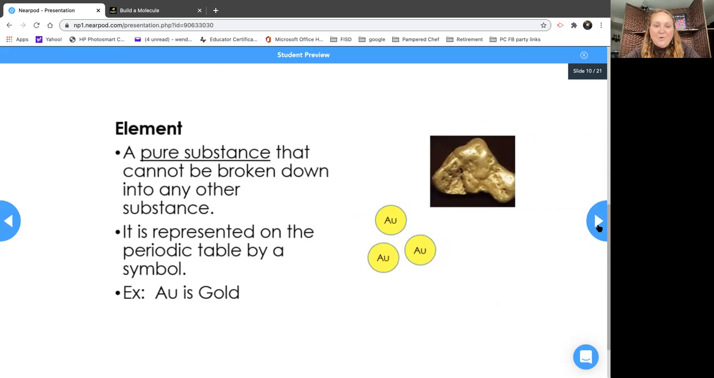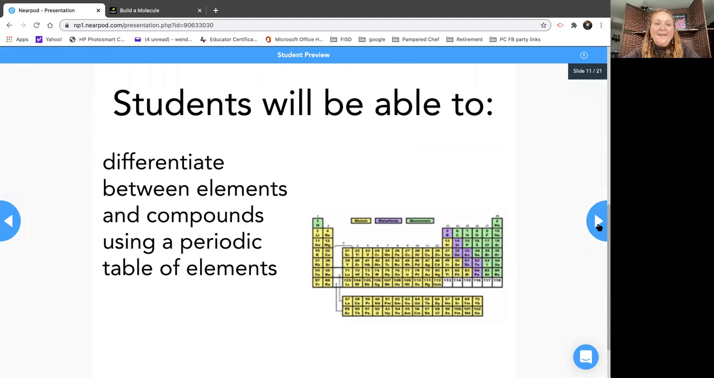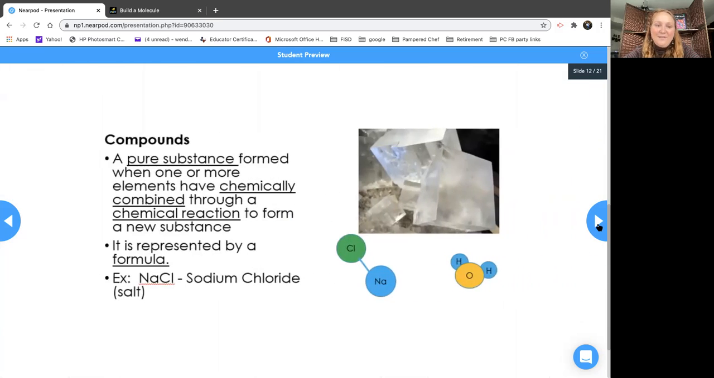An element is a pure substance that cannot be broken down into any other substance. It's represented on the periodic table by a symbol. Au is gold. We're going to revisit our learning target of being able to differentiate between elements and compounds using a periodic table of elements. We have been focusing on elements, and now we're going to look at compounds.